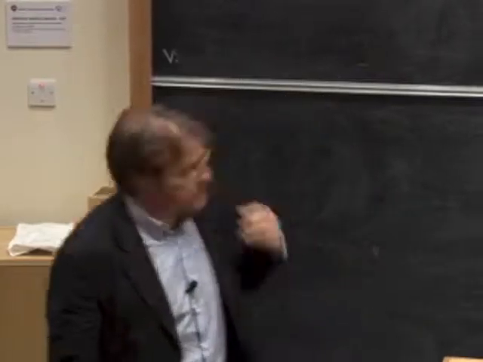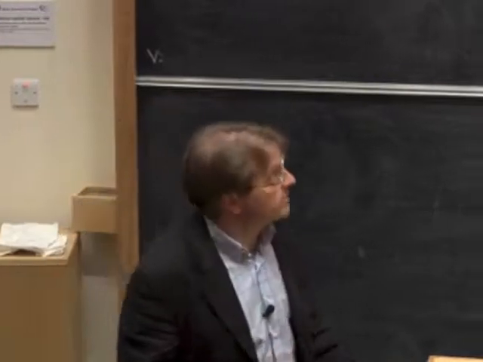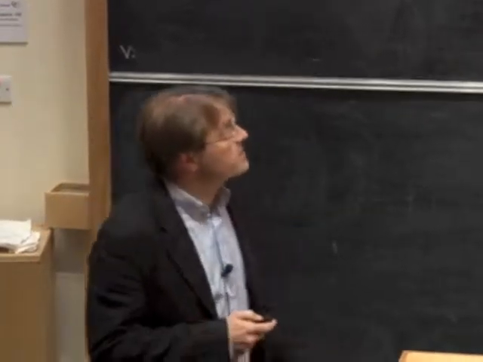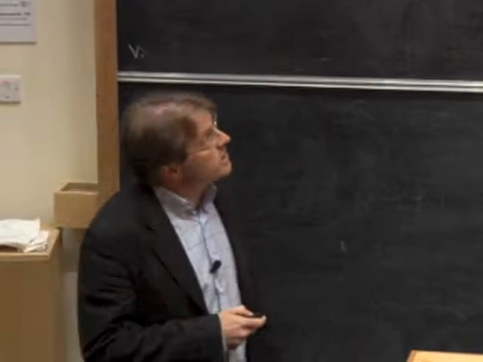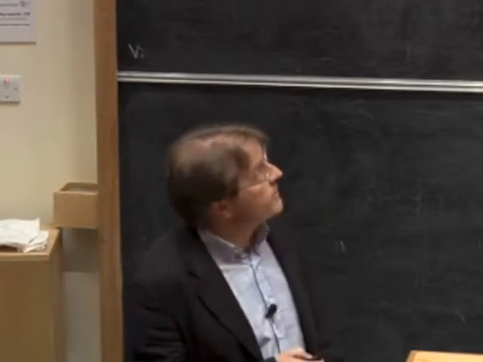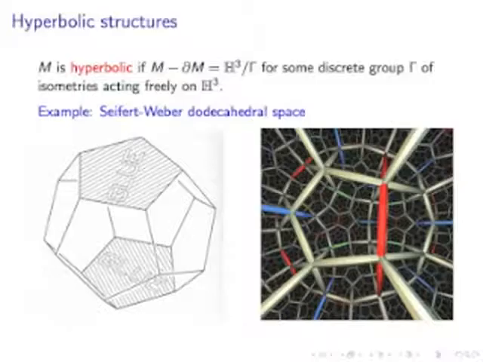Just to remind you, we've already seen some hyperbolic geometry in the conference, but here's a brief refresher. A manifold is hyperbolic if, when you remove its boundary, you can express that possibly open manifold as the quotient of hyperbolic 3-space by a group gamma, a group of isometries acting discretely and freely.